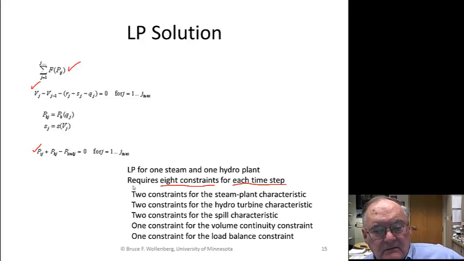That's amazing. 2 constraints for the steam plant, 2 constraints for the hydro turbine characteristic, 2 constraints for the spill characteristic, 1 constraint for the volume continuity constraint per time period, and 1 for the load balance. LPs get to have tens of thousands, if not hundreds of thousands, of equations and variables. They are very sparse, so you have to have very, very special software to handle these ultra-large linear programming solutions. But they're available. Commercial LP codes are available that can easily solve these problems.